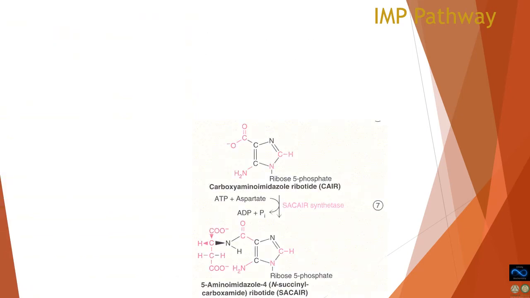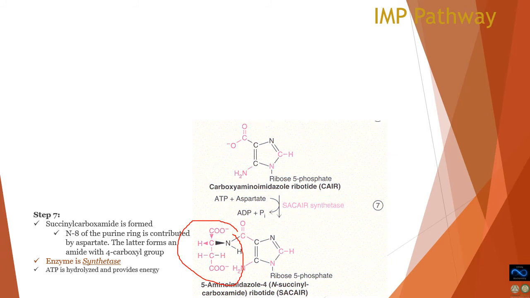In the seventh step, CAIR is converted into SAICAR, which involves the addition of an aspartate unit to the added amino group. As you can see in the picture, the aspartate goes here, and this is also a synthetase reaction, so ATP is utilized here by hydrolysis. N1 of the purine ring is contributed by the aspartate in this reaction.